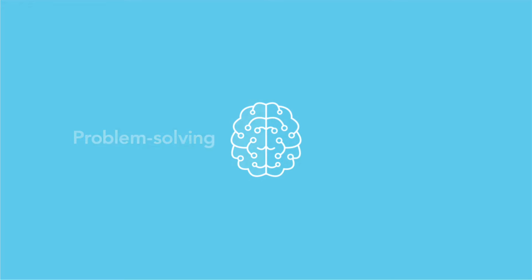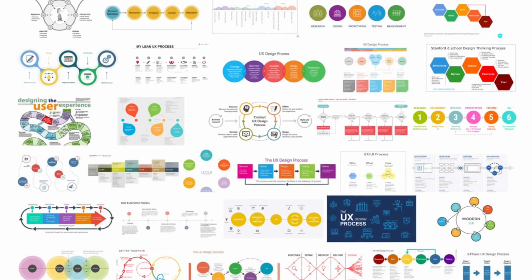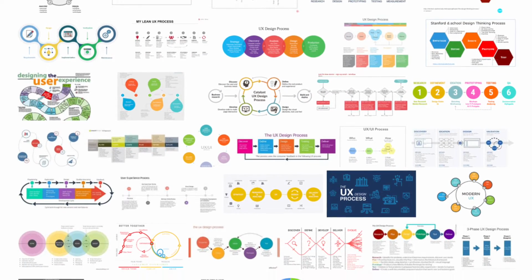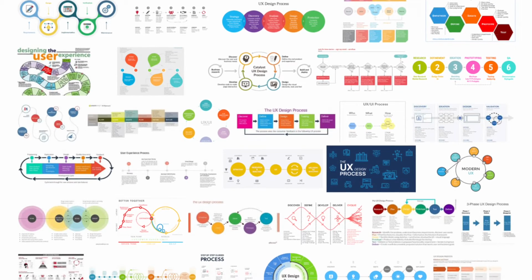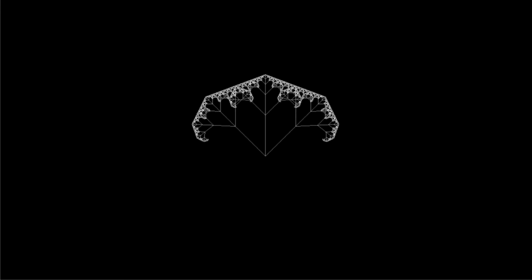User experience design involves a process that takes problem-solving, creativity, passion, and collaboration. If you Google UX process, you'll find plenty of examples using regular Euclidean geometry to tell the story. You hear the term iteration all the time in digital design, but it's the keystone concept in fractal geometry, known for its ability to describe complex organic forms.